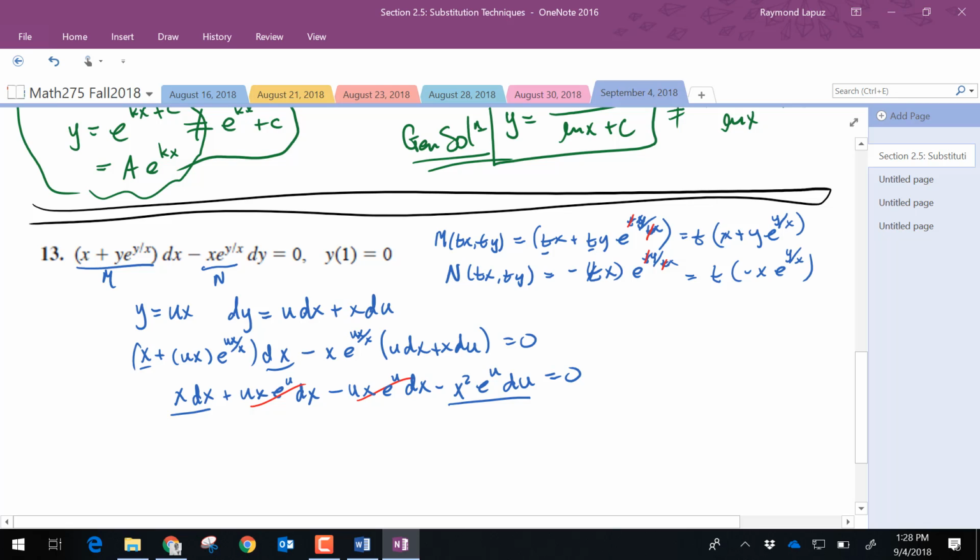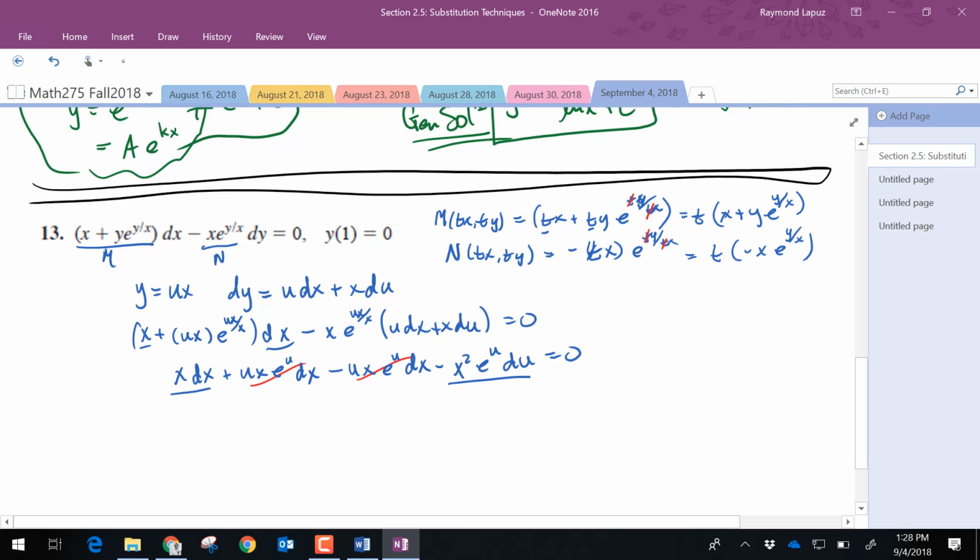All right, so we'll do the same thing. We'll bring the du over to the other side, and then they'll be positive, and then we'll separate. So this is, again, separable. I'll write it out carefully here. x squared e to the u du is equal to x dx. And so this becomes e to the u du equals 1 over x dx. Is that right?